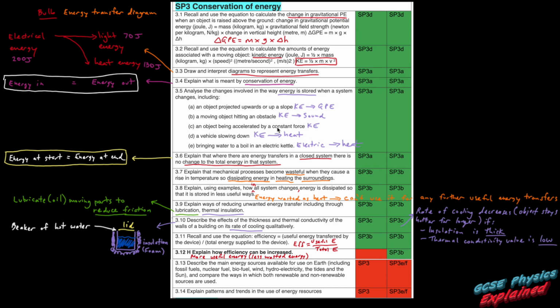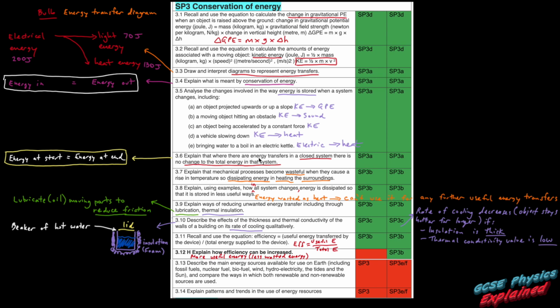An object being accelerated by a constant force, well, whatever energy it had, it's going to get stored as kinetic energy because it's moving. A vehicle slowing down, the kinetic energy would get converted into heat energy. Bringing water to a boil in an electric kettle, well, electric energy is going in and it's getting turned into heat energy.